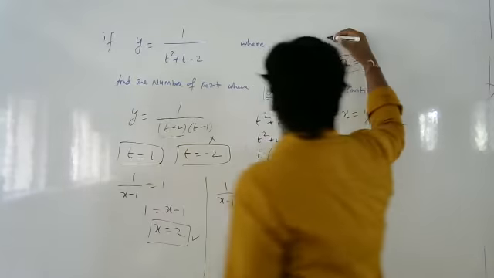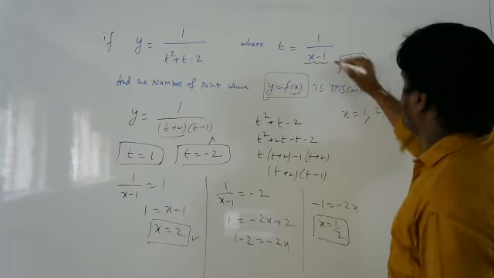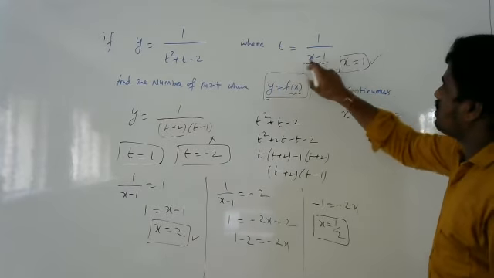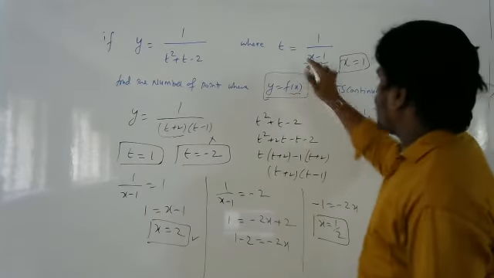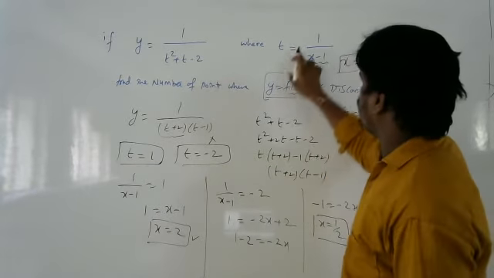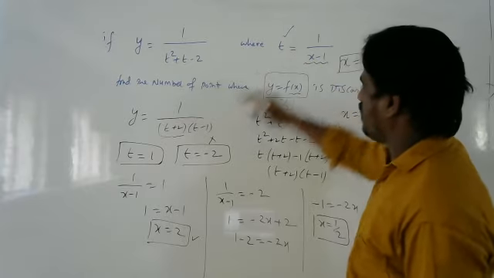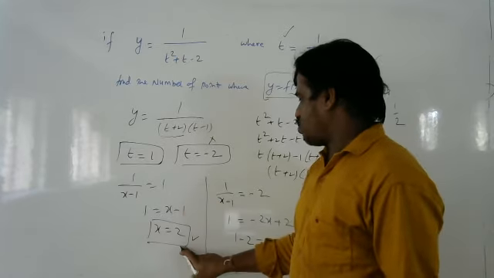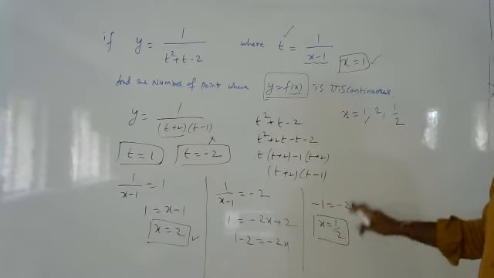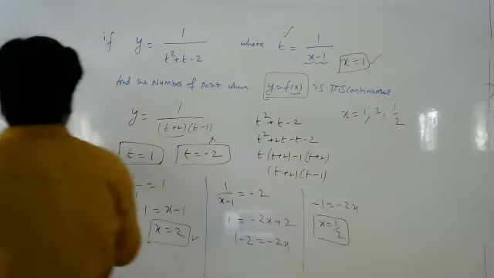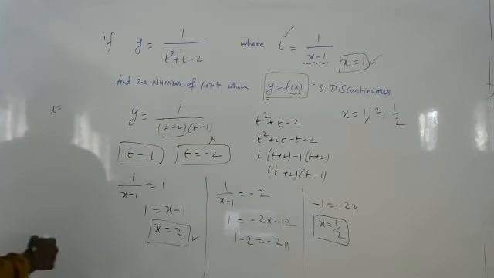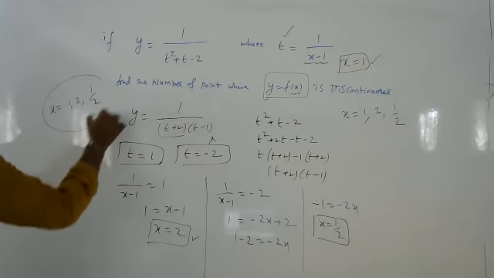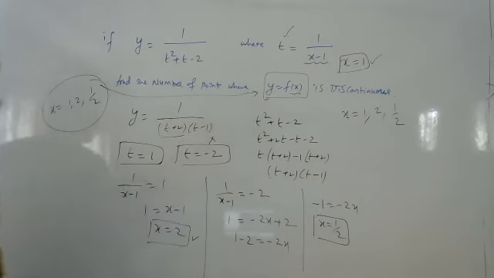So here, 1 upon x minus 1 will be discontinuous when x is equal to 1. And the t values I got are 1 and minus 2. Let us substitute t is equal to 1 once and t is equal to minus 2 once. From this I got x is 2, and from this I got x is half. So at which places is it discontinuous? x is equal to 1, 2, and half. At these places the function is discontinuous.